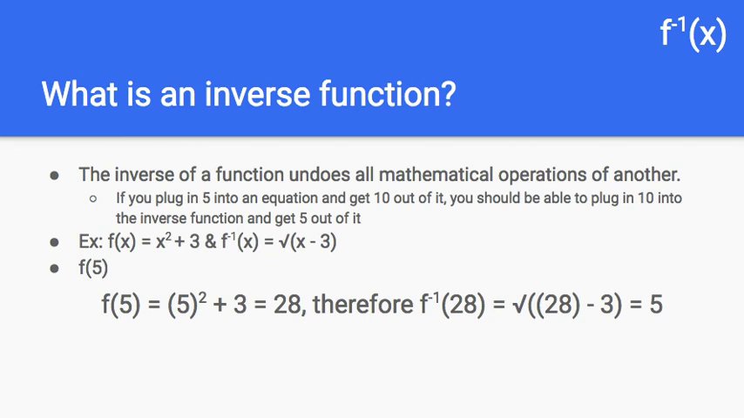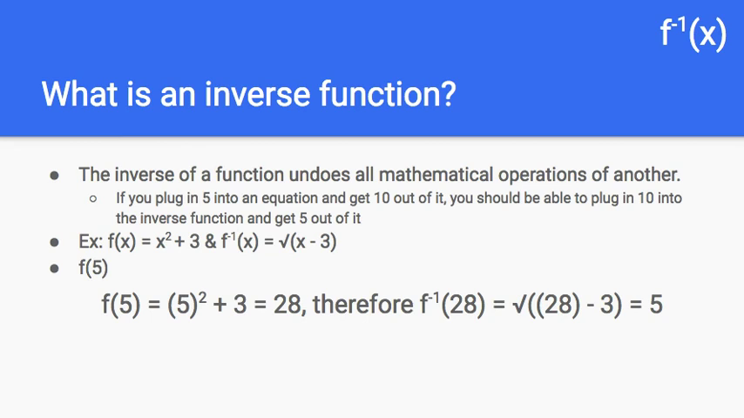f of x equals x squared plus 3, and f inverse of x equals the square root of x minus 3. So let's try plugging in 5 into the original equation. If we plug in 5 into f of x, we get x squared plus 3, therefore 28. And if you plug in 28, or the output, into its inverse function, we get the square root of 28 minus 3. The square root of 28 minus 3 is equal to the square root of 25, or 5.